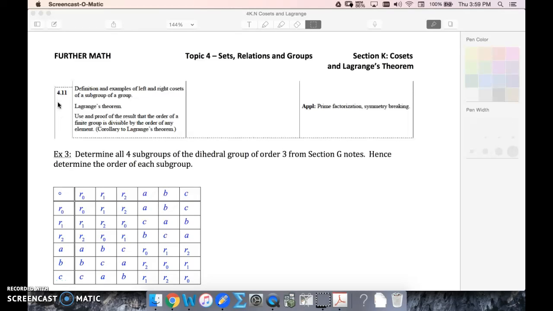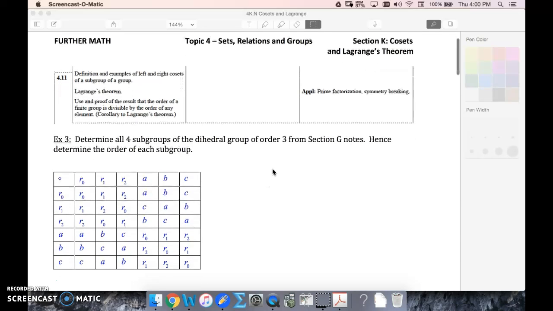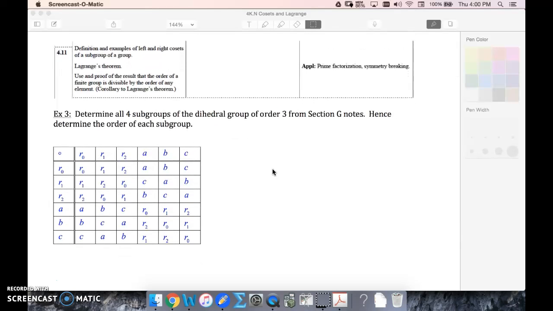Back into section 4.11 of the syllabus, we're looking at left and right cosets and Lagrange's theorem and additional properties of Lagrange's theorem and corollaries. To start, we need to look at some subgroups again to give us an idea. We want to determine all the subgroups of our dihedral group of order 3. Remember, that's looking at an equilateral triangle and the different rotational and reflectional symmetries that we have.